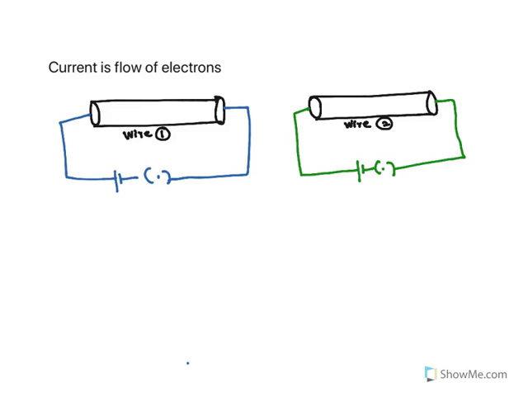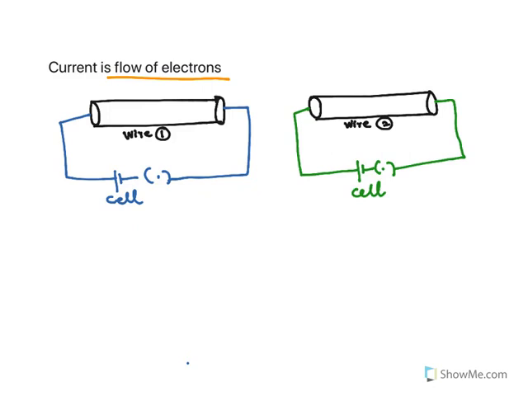So we can define current as the flow of electrons. An ordered flow of electrons is called current. And to establish a current in a wire, we require a cell or a battery.